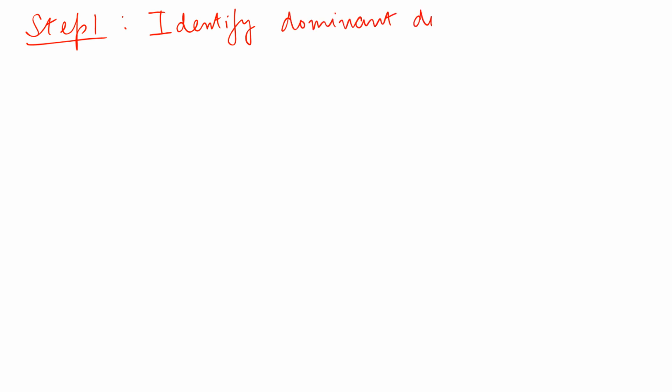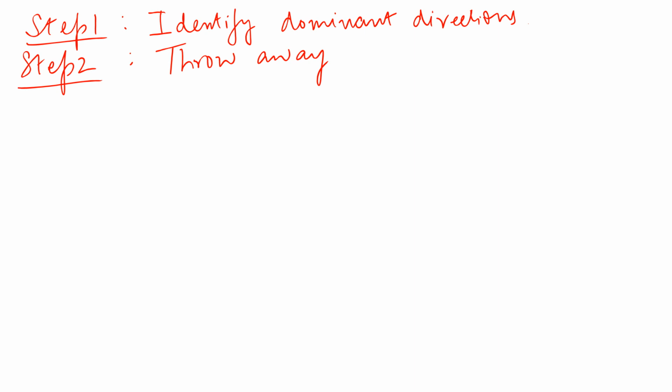Let's try to summarize these things. What exactly are we doing? Step one is to identify the dominant directions. Step two is to throw away the small dimensions, the minor or non-dominant dimensions, whatever you like to call them.